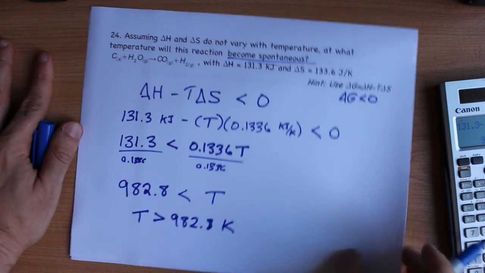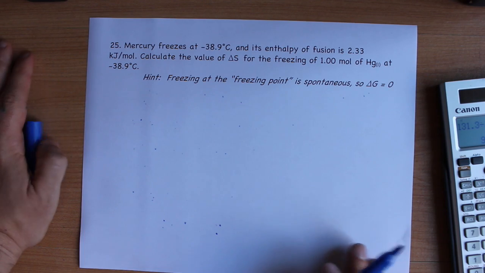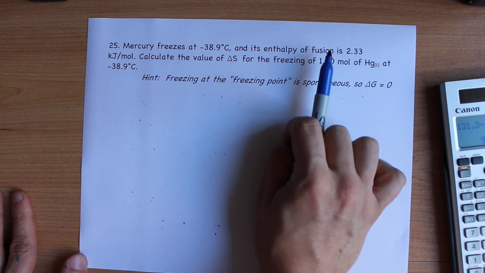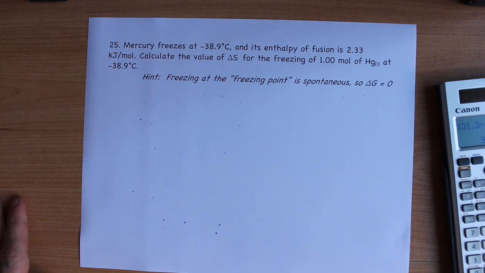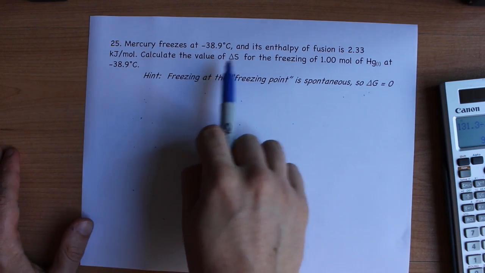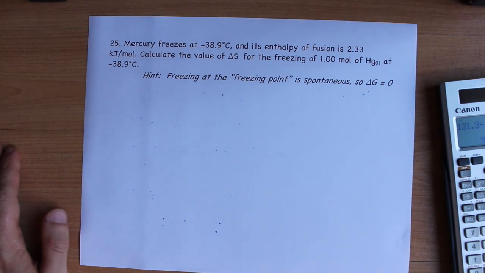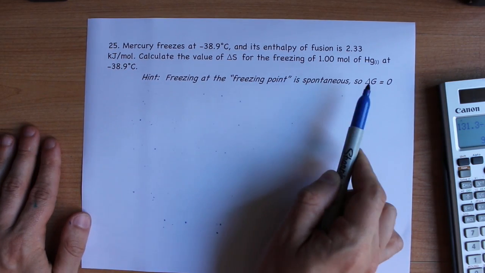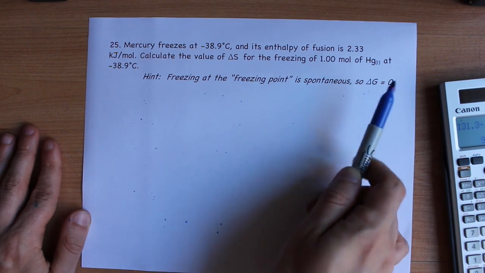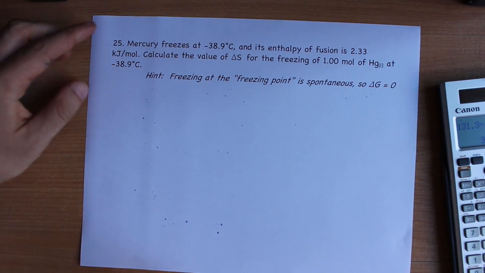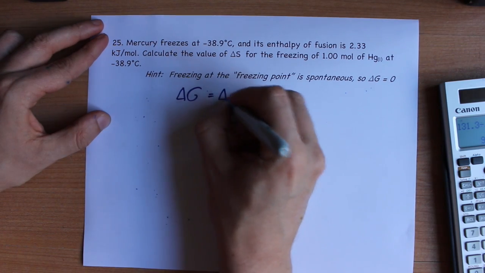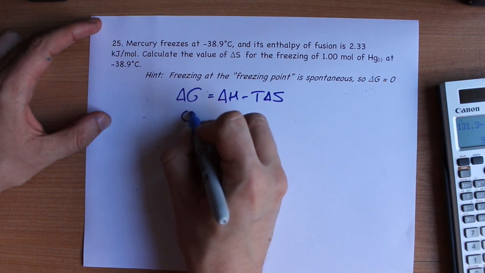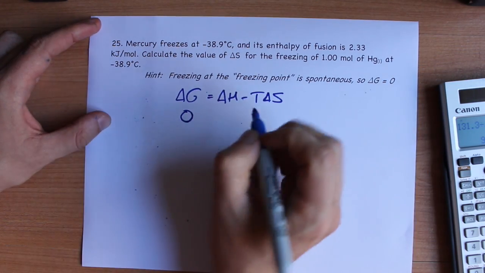Cool? Cool. The last question I have for you is that mercury freezes at this temperature, and its enthalpy of fusion, that's melting, is positive 2.33 kilojoules per mole. What is delta S for this freezing of 1 mole of Hg? So, the freezing point is when melting, or actual freezing, becomes spontaneous, so delta G is zero. Delta G is always delta H minus T delta S. And delta G, by definition, at the freezing point for freezing, is zero.